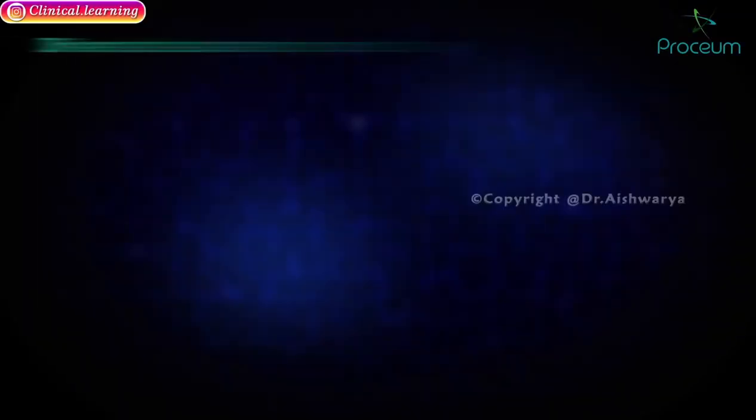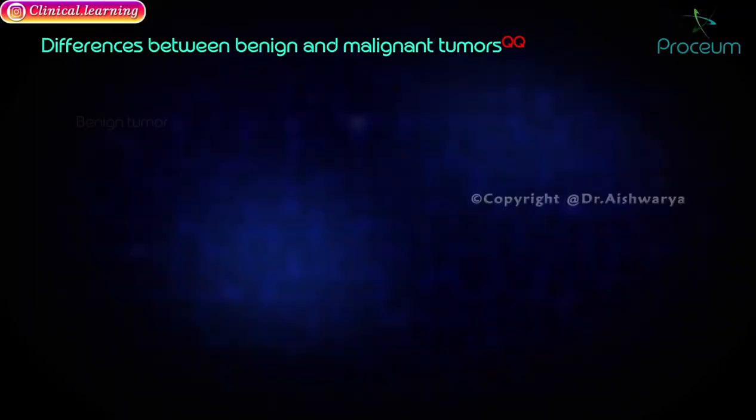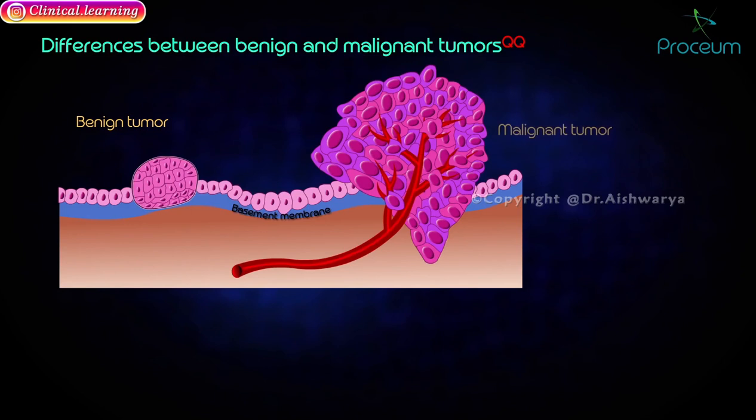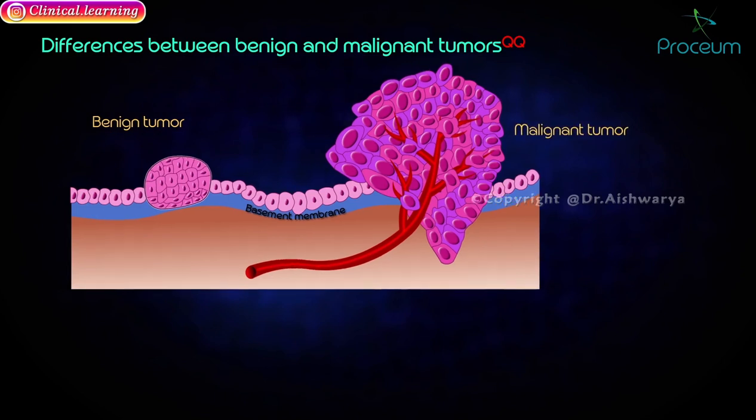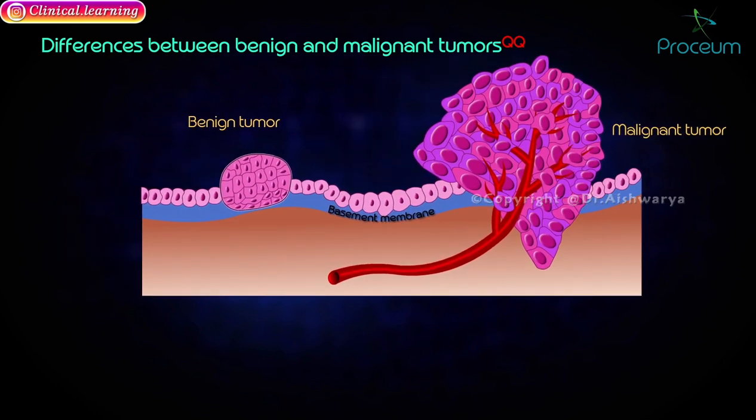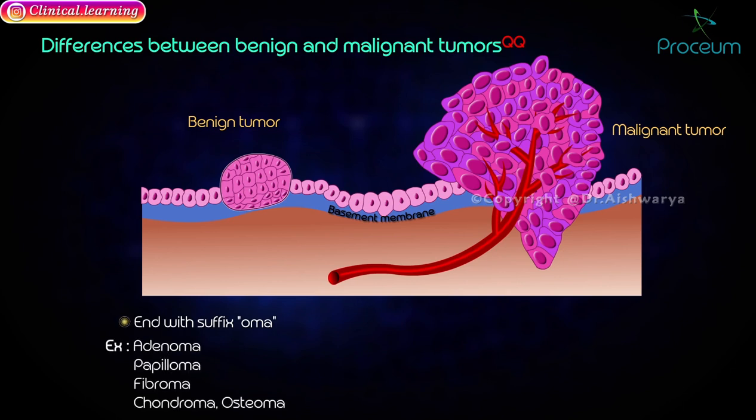Now we should know about the classical differences between the benign and malignant tumors. First, let us talk about what the benign tumors are. Benign tumors usually end with the suffix -oma. Example: adenoma, papilloma, fibroma, chondroma, osteoma.